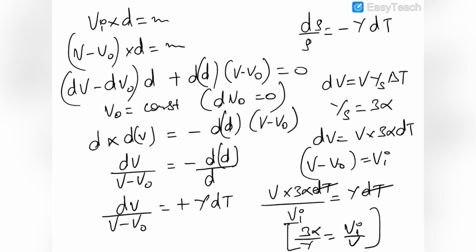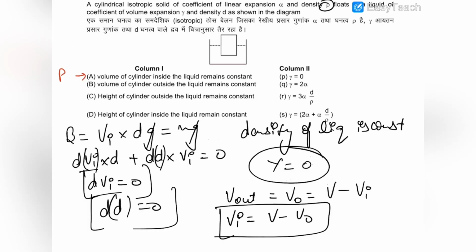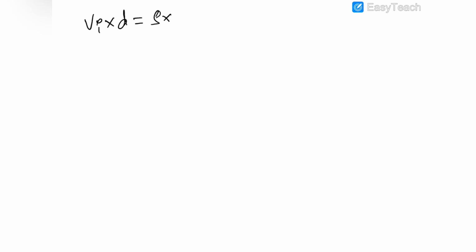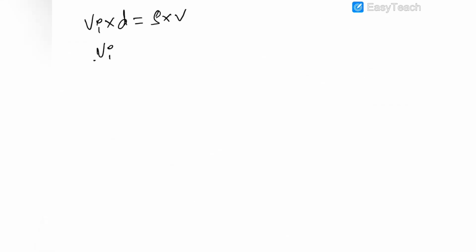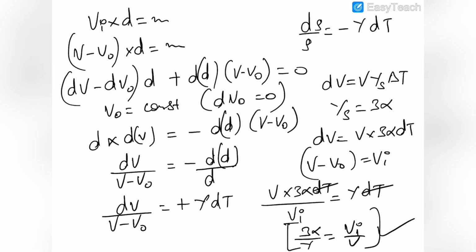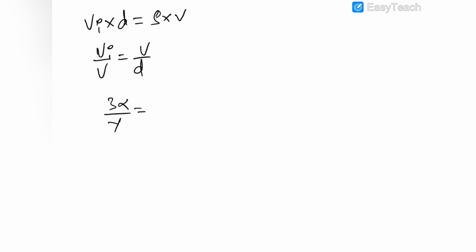Now we know that V immersed into D is equal to M, where M is the mass of the solid. So mass of the solid can be written as density of the solid, which I think was rho, and volume of the solid is V. So we know that Vi by V is equal to rho by D. So we can replace 3 alpha by gamma is equal to Vi by V.